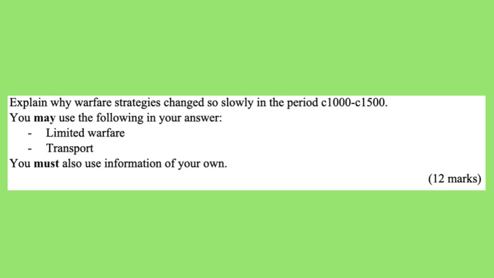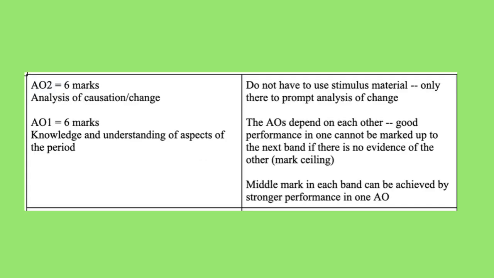Explain why warfare strategies changed so slowly in the period circa 1700 to circa 1900. You may use the following in your answer: limited warfare, transport. You must also use information of your own. 12 marks. Here's the mark scheme for this question, which you can find out about in more detail in our overview video.